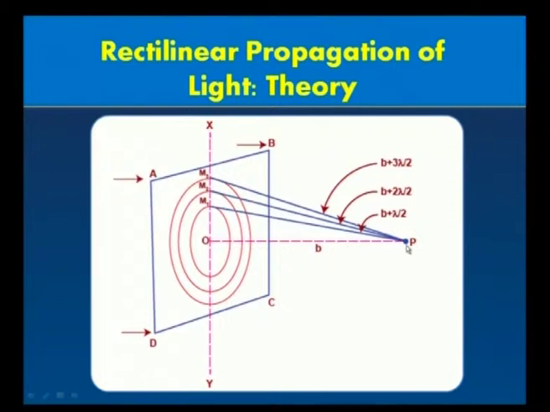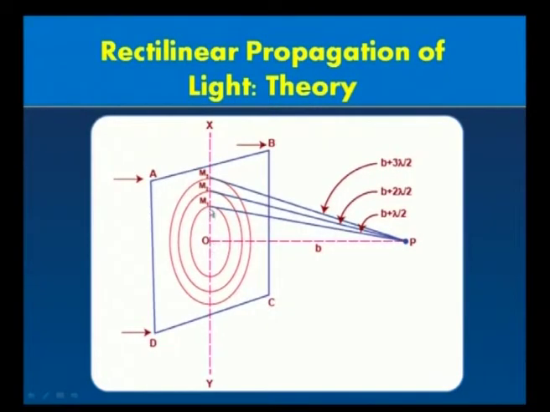Then take b plus lambda by 2 as the radius, draw a sphere, that sphere will cut the plane wavefront at the point M1. Then you take b plus 2 into lambda by 2 as the radius, draw a sphere. That sphere will give rise to a circle on the plane wave front with the radius OM2. The first zone has radius OM1, whereas the second zone will have radius OM2 and the third zone will have the radius OM3.